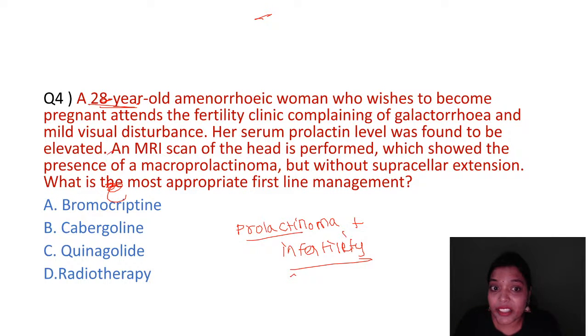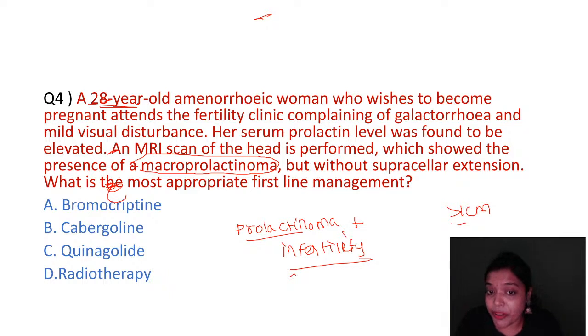Another point, actually this is macroprolactinoma. Macroprolactinoma is more than 1 centimeter. But this doesn't have suprasellar extension. It means it is not pressing the optic chiasma. So still she didn't develop the bitemporal hemianopia, but she has some mild visual disturbances. Even for macroprolactinomas, before surgery, you have to try with medical management.